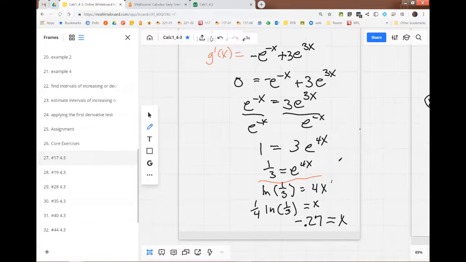You can do natural log of 1/3 on your calculator, so we can come up with a value. We found one critical point this time. Because of the nature of this problem, it turned out to be a decimal. All right, anybody have a question there?